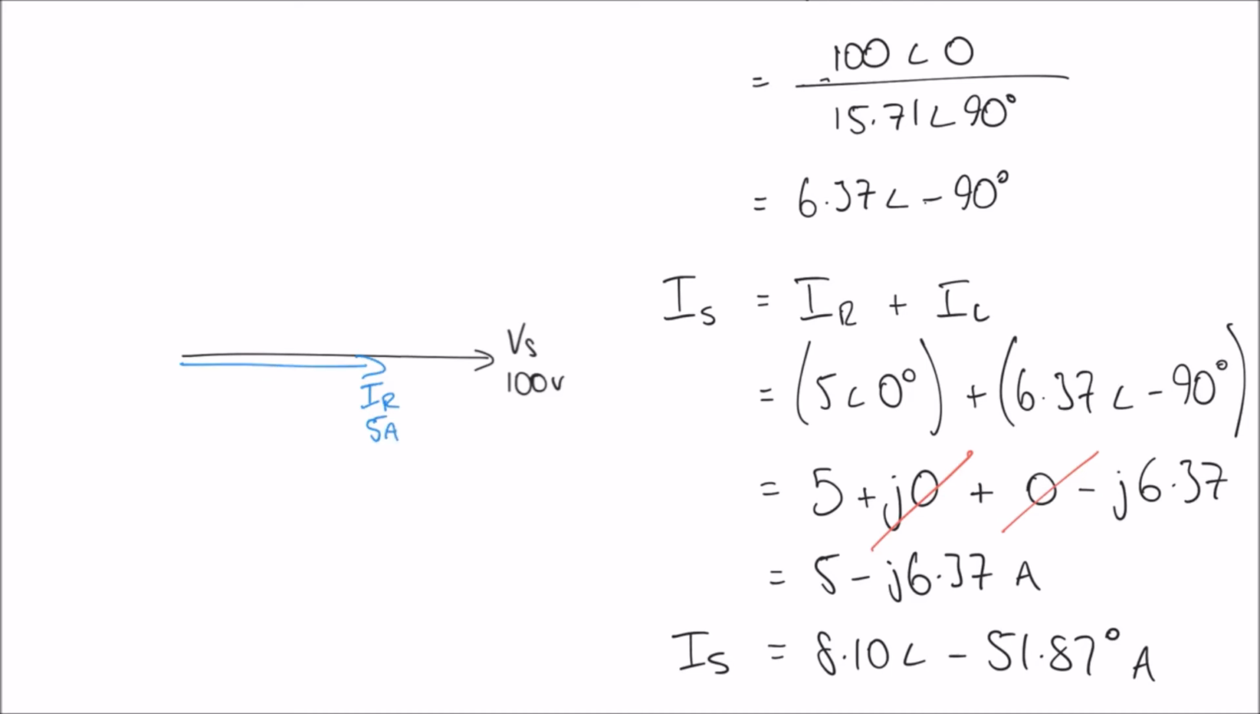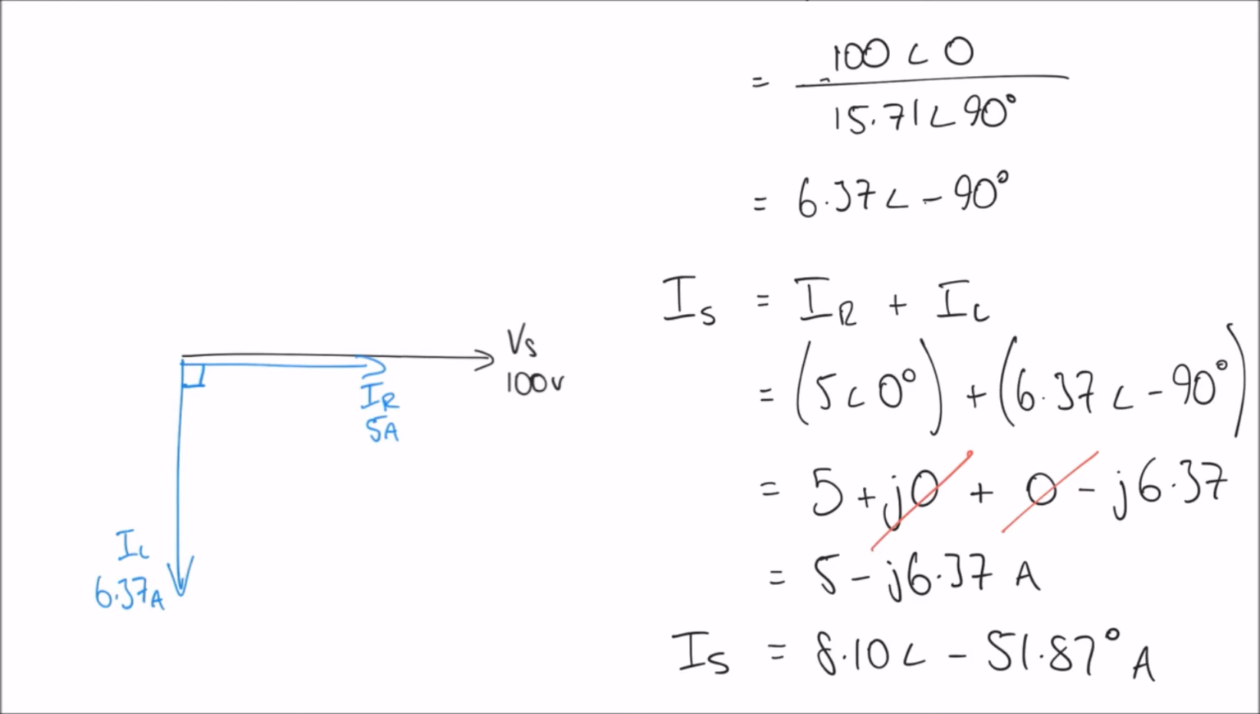We've also calculated the current going through the inductor to be 6.37 at an angle of minus 90. Remembering we take all of our angles from that horizontal starting point, minus 90 is going to be pointing downwards from the horizontal at 90 degrees. And so we'll end up with something like this, where I've got IL, and that's 6.37 amps at an angle of 90 degrees downwards.